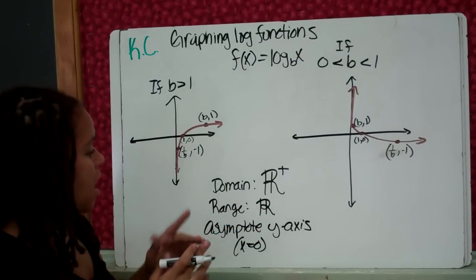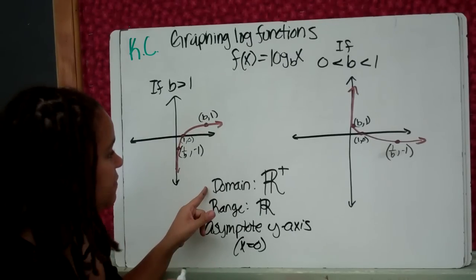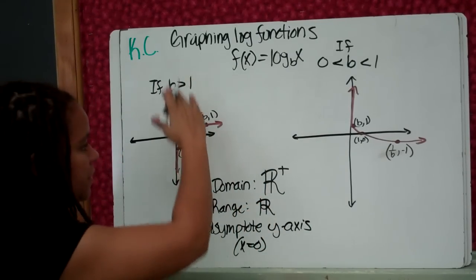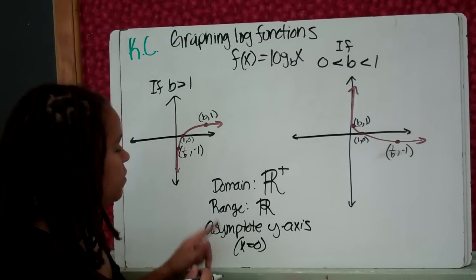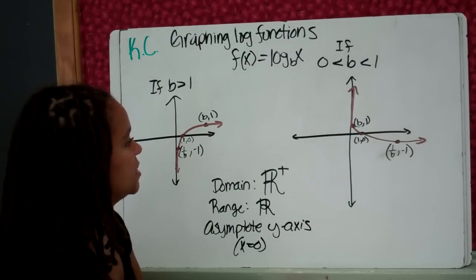Doesn't matter. Our domain, range, and asymptotes are the same. Our domain are all real positive numbers. That means our x's are all real positive numbers. Our range, look, they range over all real numbers. They can go negative or positive. And our asymptote is the y-axis. This graph never crosses the y-axis, and neither does this one.